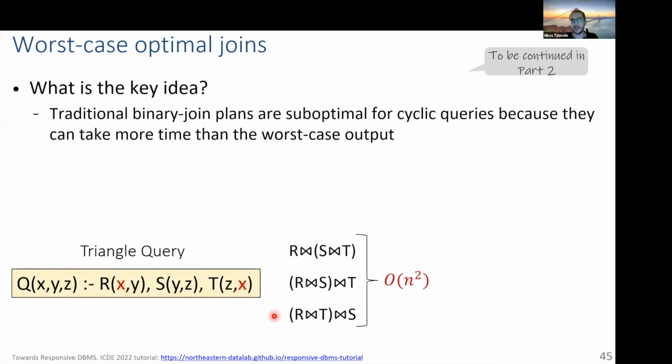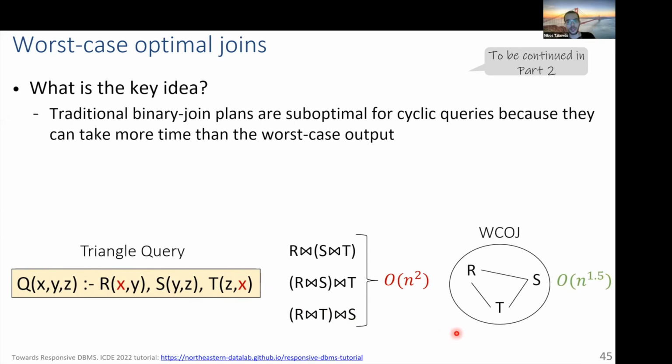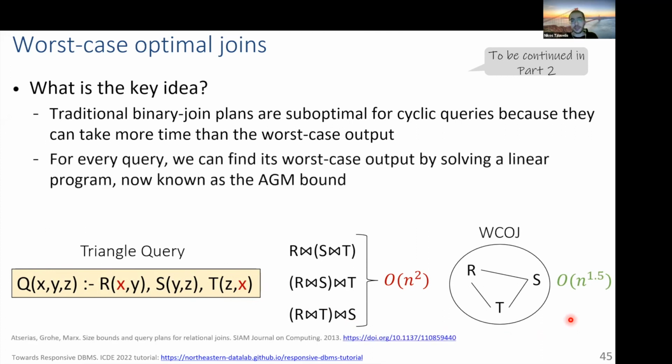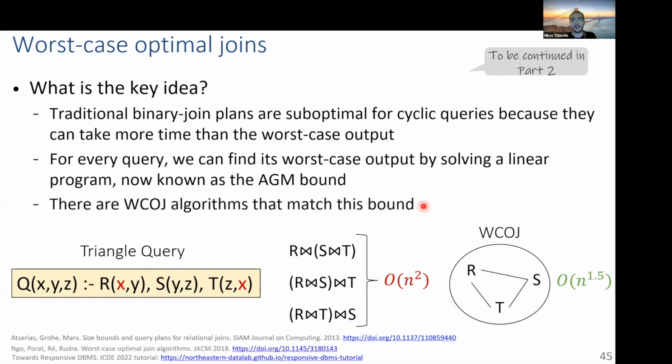Any binary join plan that you can think of will take unavoidably quadratic time in some database, but the worst-case optimal join algorithms can do this in just n to the 1.5, which is asymptotically better. And for every query, we can basically find what its worst-case output is. That's now known as the AGM bound, by the names of the authors that came up with this. And there are algorithms that match this bound. The worst-case optimal joins essentially match this worst-case bound for every query.